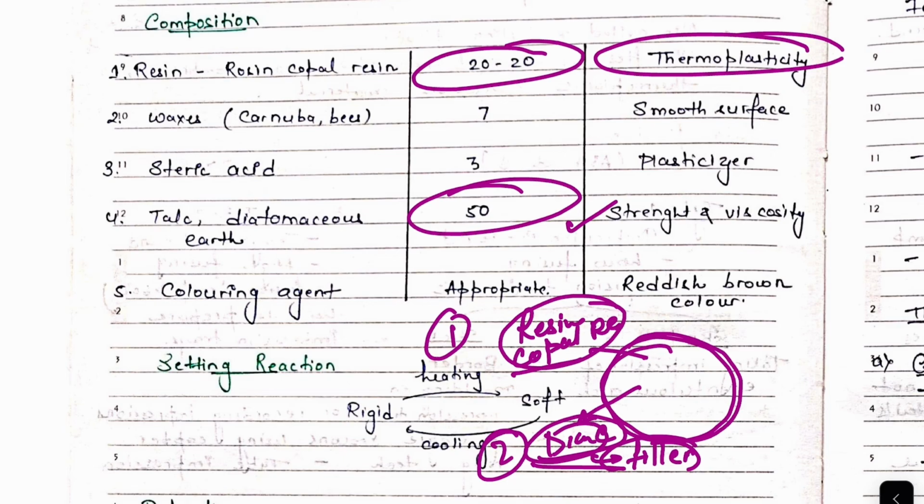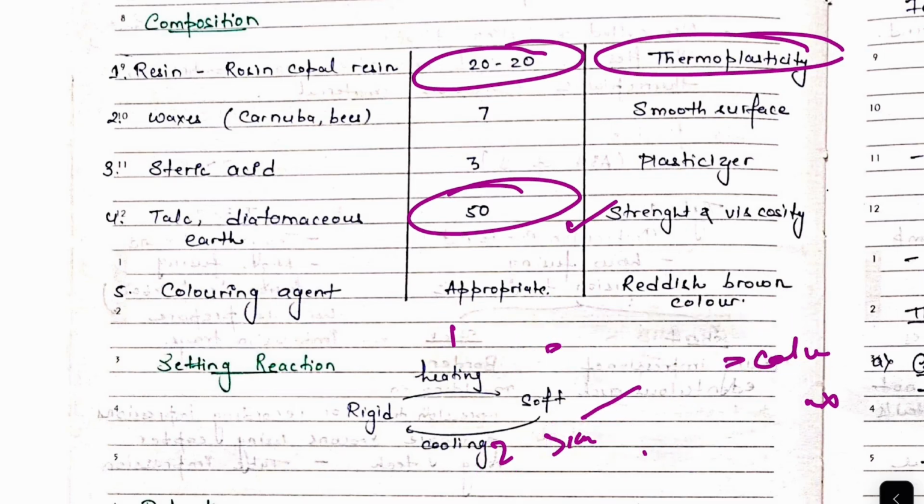Now what else do you want in your compound? You want a plasticizer. A plasticizer is always present. A coloring compound is always present. And then in this case we want a smooth surface. So for that we have a wax, right? So we have 5 components.